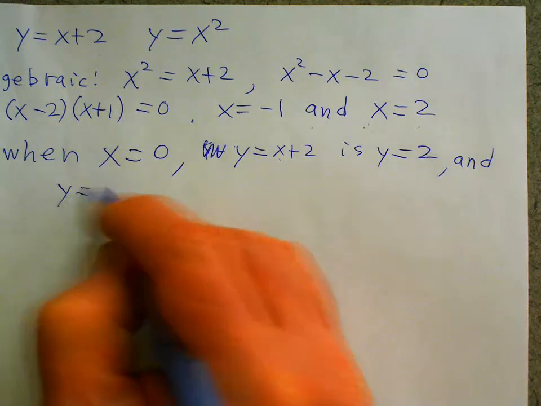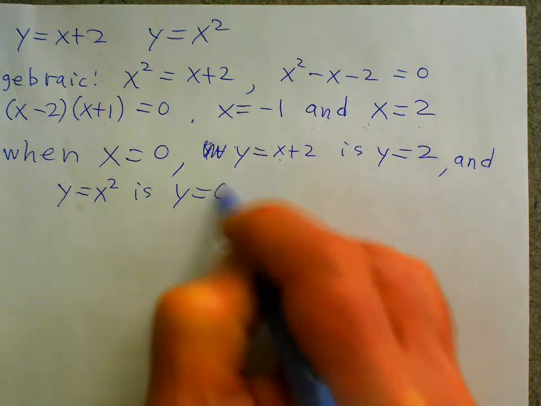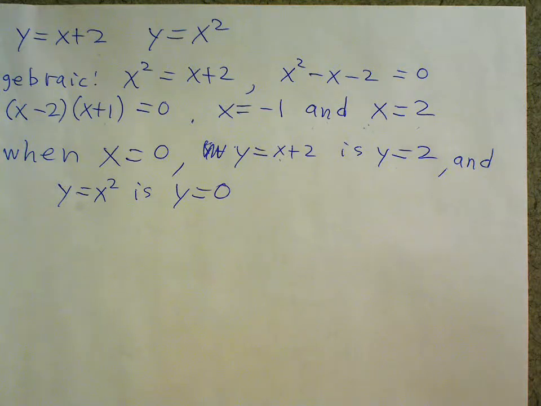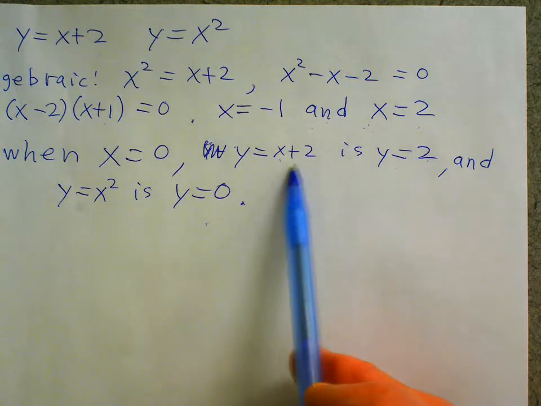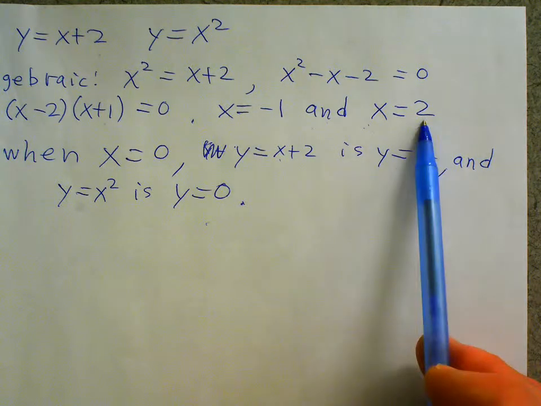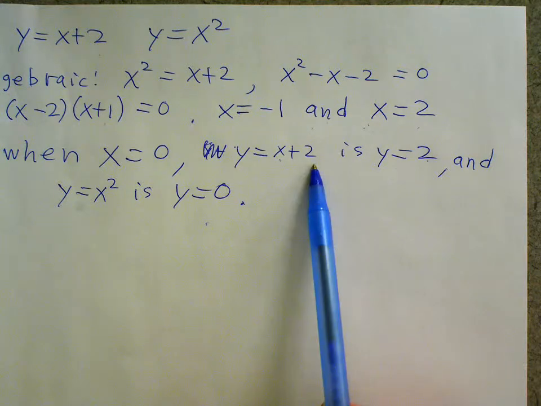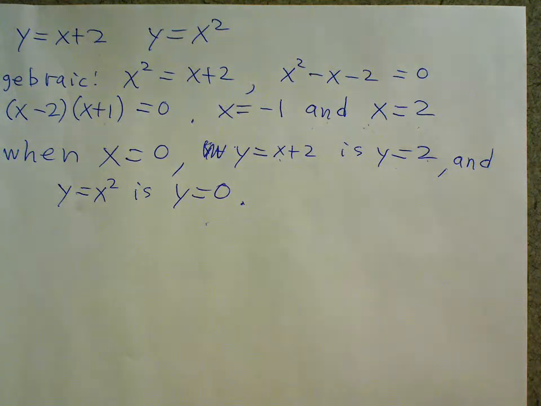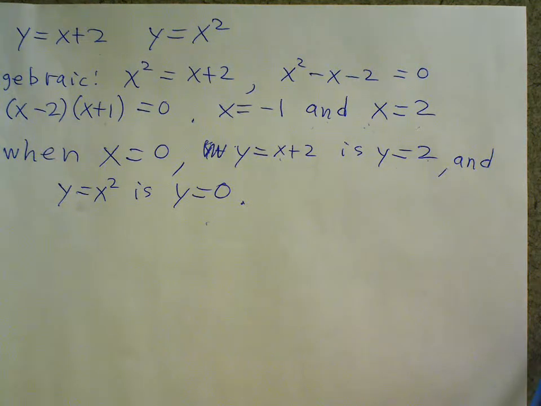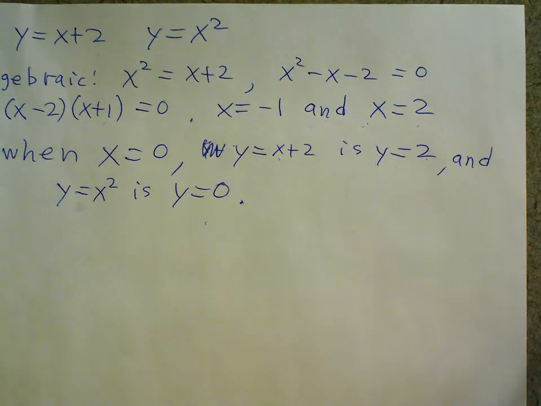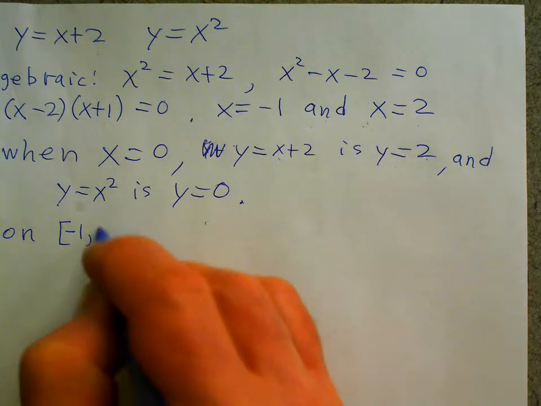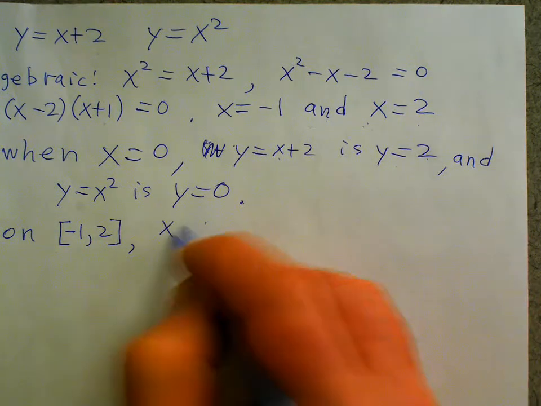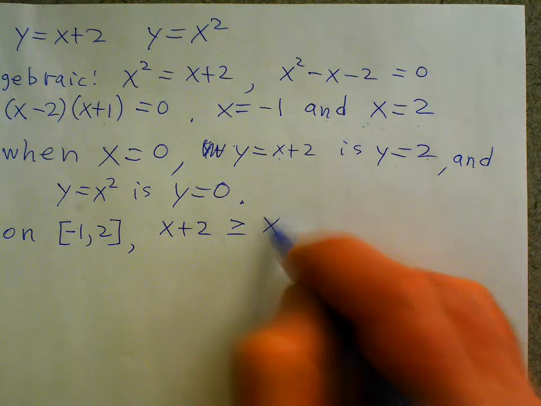And y equals x squared gives y equals 0. Since 2 is greater than 0, that tells us that on that interval from x equals -1 to x equals 2, the graph of y equals x plus 2 is greater than or equal to y equals x squared. Okay, so on the interval from -1 to 2, x plus 2 is greater than or equal to x squared.